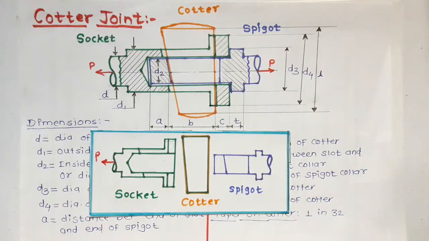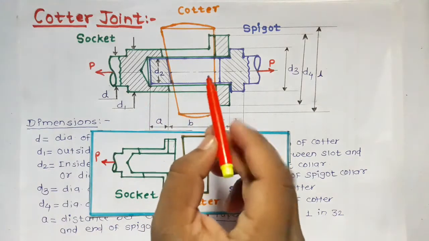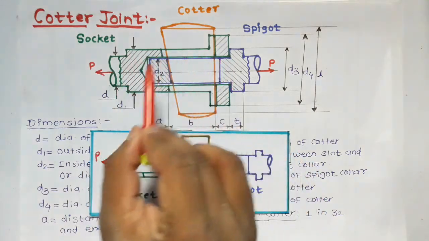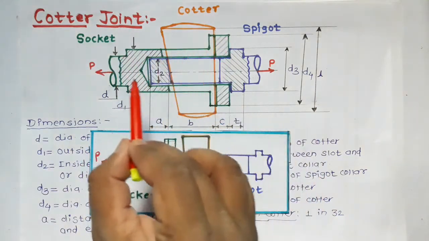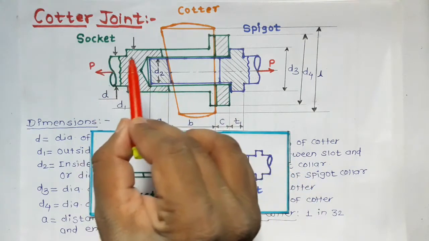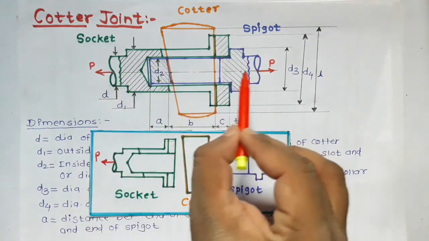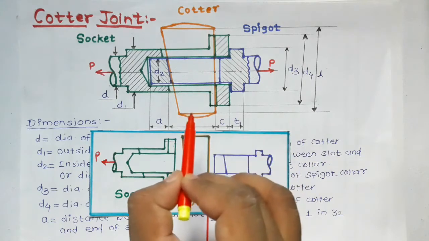In this video, I'm going to talk about the free body diagram of Cotter joint. So let us consider this cut section of this Cotter joint. This is a socket shown by this green color. This is spigot shown by this blue color, and this is Cotter shown by orange color.